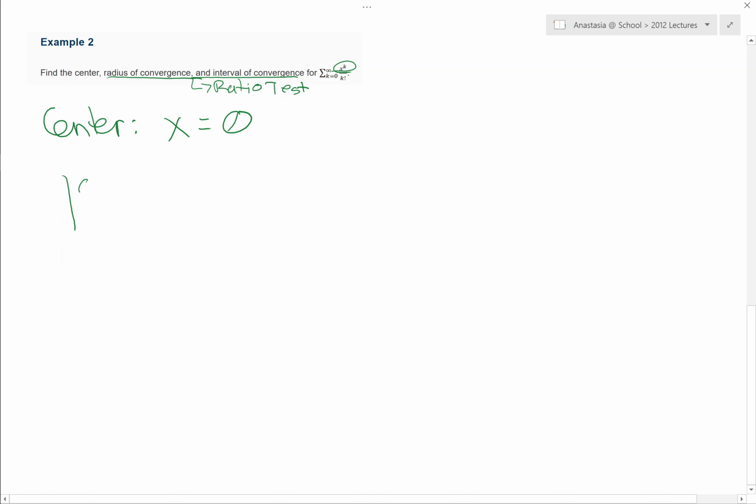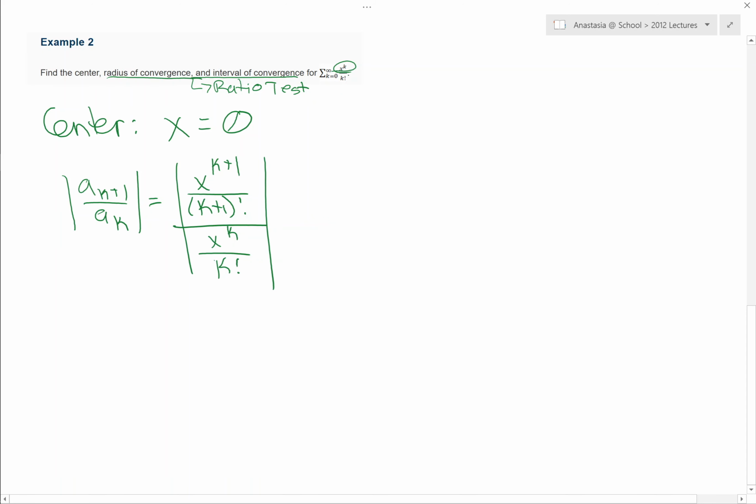So, setting up and simplifying our ratio, we have the absolute value of a sub k plus 1 over a sub k. So that's going to give us an x to the k plus 1 over k plus 1 factorial, all over x to the k over k factorial. This is going to give us a k factorial over k plus 1 factorial times the absolute value of x to the k plus 1 over x to the k.